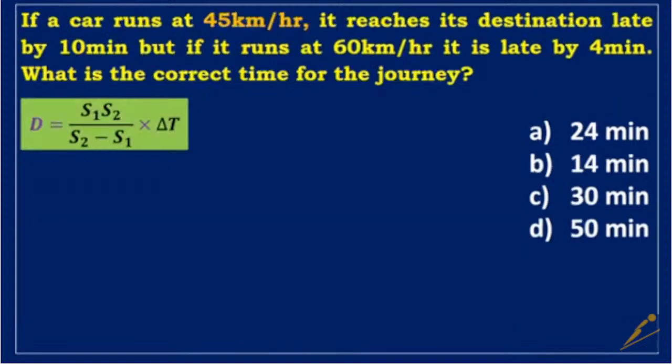Example 4. If a car runs at 45 kilometers per hour, it reaches its destination late by 10 minutes, but if it runs at 60 kilometers per hour, it is late by 4 minutes. What is the correct time for the journey?